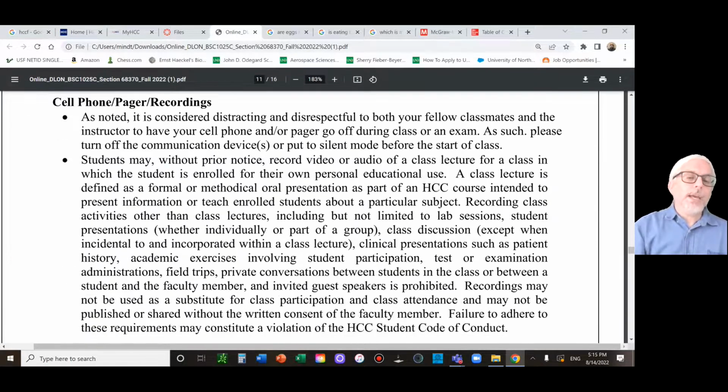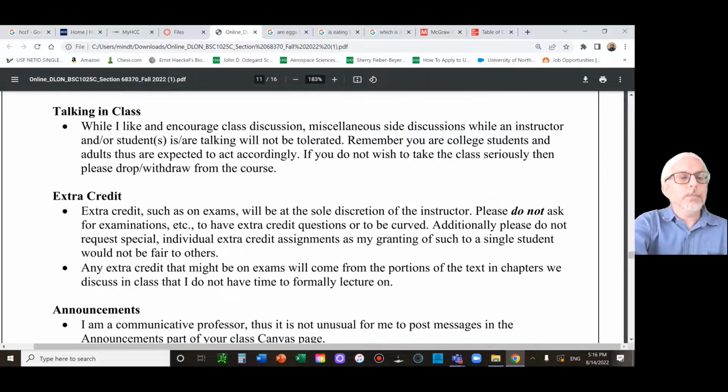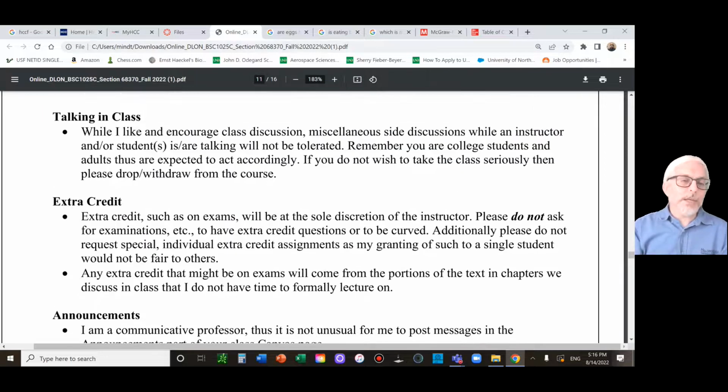Cell phones and recorders. I have it in here. One is state law, even though you might be thinking, well, this is online again, why do I need that? It's state law, letting you know how it works. And who knows, maybe you have a Teams meeting with me or something like that. Talking in class, again, same thing. This is more like if we have a group meeting of some kind. I mean, it's happened before. It's just making sure people don't do things in a disruptive fashion. Extra credit, you will see it only on your exams, and it's at my discretion. It is not appropriate to request and/or demand something, which has happened before.